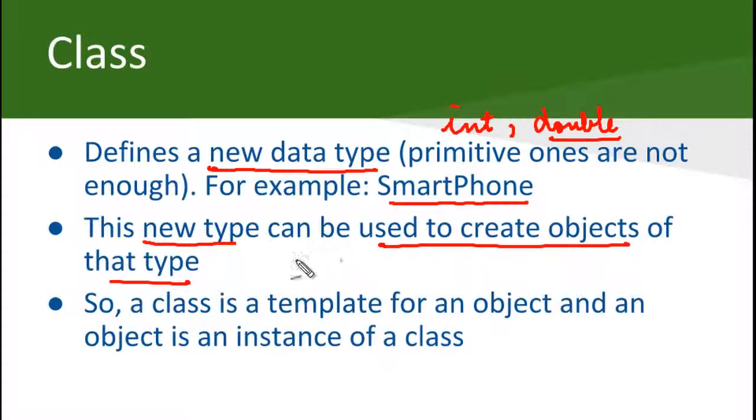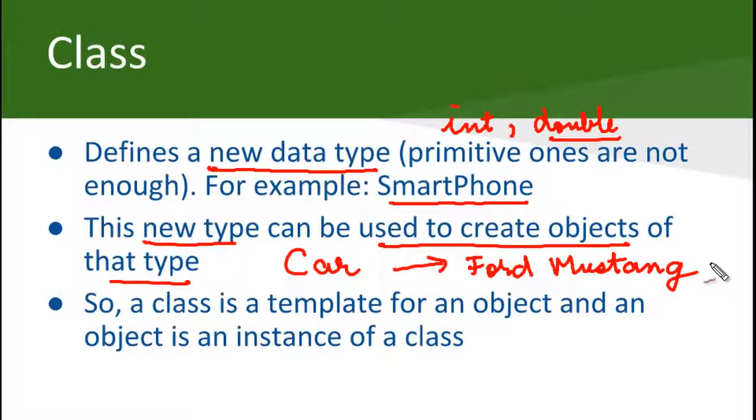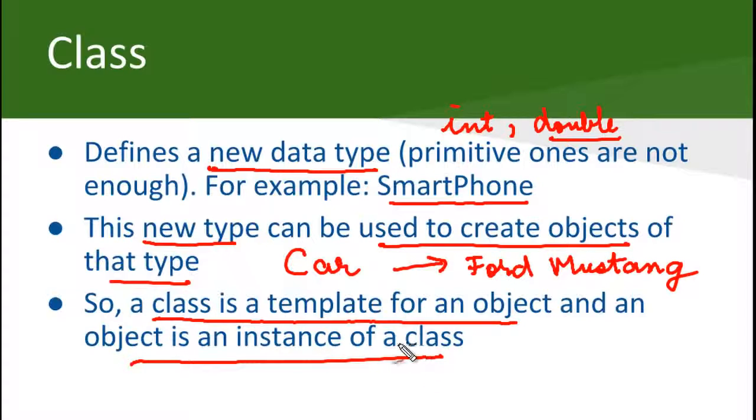So for example, if we have a class car, we can have a Ford Mustang as an object, or we can have any other car as an object, and these are basically the objects of that type. So a class is basically a template of an object, and these objects are instances of the class.